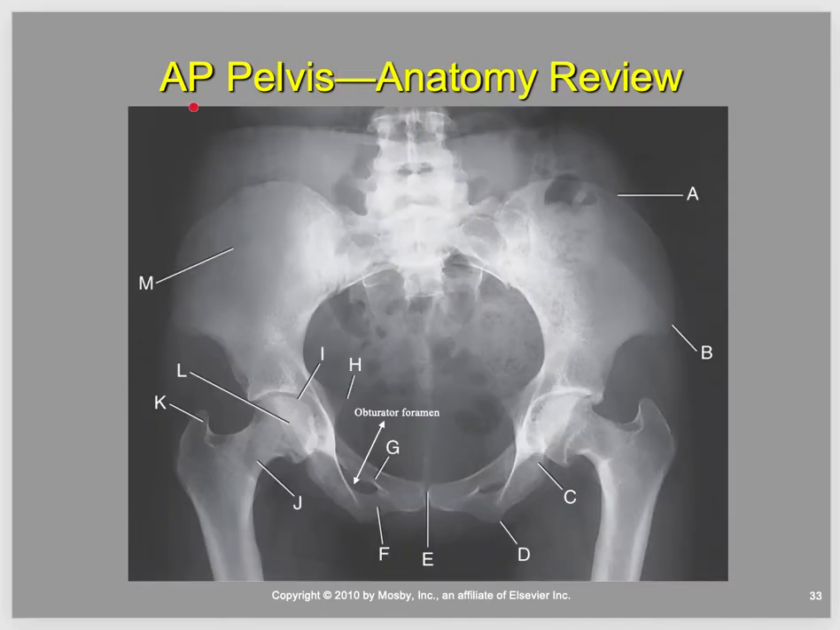Here is a picture of a pelvis. You're going to want to make sure that you can label all of this: iliac crest, wing of the ilium, ala of the ilium, the ASIS, your pubic symphysis, don't forget your obturator foramen, your superior ramus, your inferior ramus, your tuberosity, your ischial spine. Make sure that you can label these.